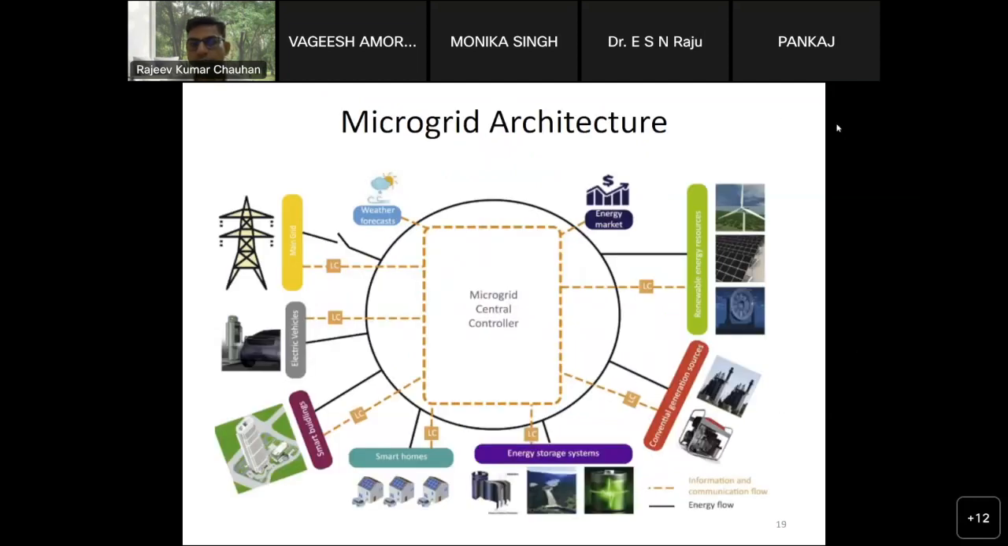So this is how the microgrid architecture looks like. As you can see, we will have the renewable energy sources, the conventional generation resources, the energy storage system, the integration of electric vehicles, smart buildings, smart homes, the grid connection, and also the weather forecasting. Solar PV and wind are mainly dependent on the weather conditions, so you need to forecast the weather in order to control the power generation output from the PV as well as the wind. And you will also have the energy market. In this you can see every component will have its own local control, and that will be connected to the microgrid central controller.